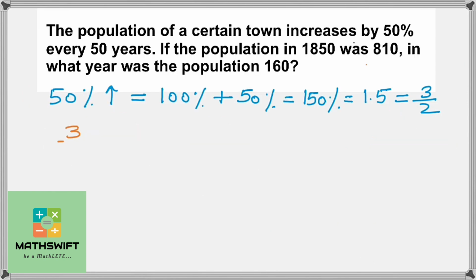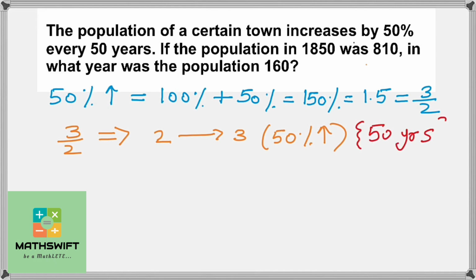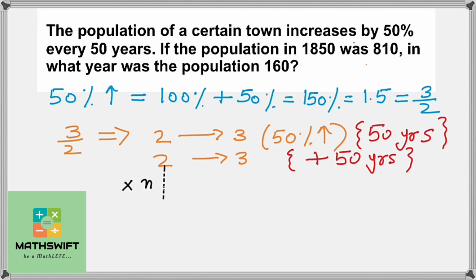When I say multiply a number by 3 by 2, if I talk in terms of ratio, doesn't it mean that what was 2 now becomes 3? That is an increase of 50%. And so happens in 50 years as per the question. Again, what would be 2 50 years from now would become 3 in another 50 years. And this trend can go on and on. And if so happens n times, we can say that 2 to the power n becomes 3 to the power n.